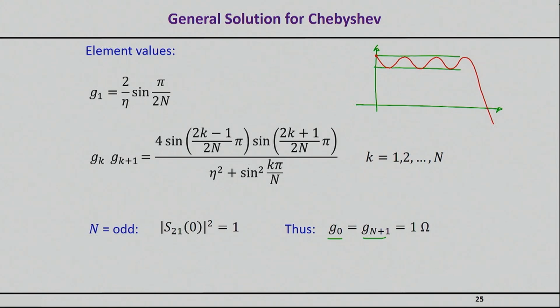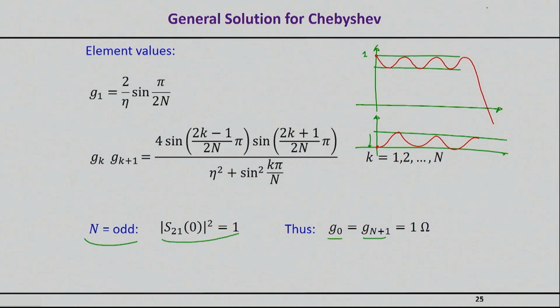Or, I'll do another example here, showing only the passband. Or you may have something like this. So in other words, you can start from 1, or you might start from less than 1, which will be the ripple. It turns out that if you choose an odd order polynomial, 3, 5, 7, whatever, your S21 at 0 frequency will be equal to 1. So this is the case for an odd order.